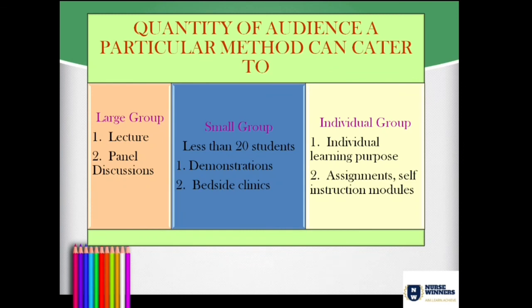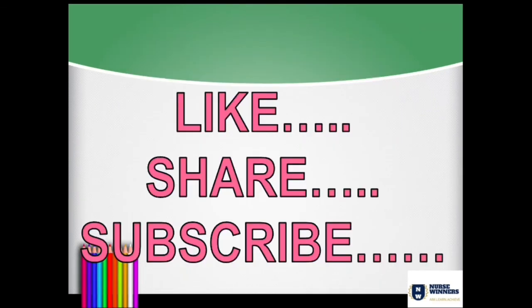Whereas a small group should be of less than 20 students. It is usually during any demonstration sessions or else any bedside clinics. So in that we include only fewer students. And individualized means one-to-one. Teacher will call a student and teach. That is what is called as an individual group. So these are the various classifications of teaching method.